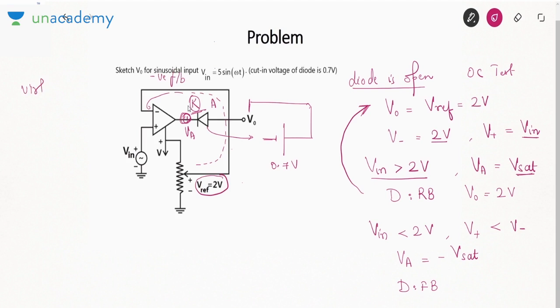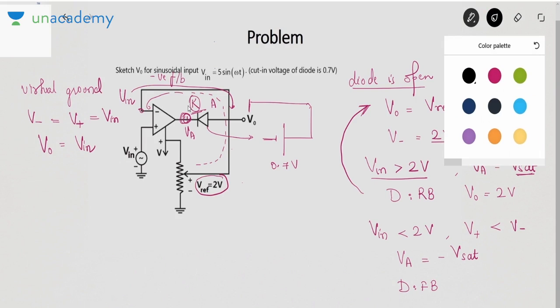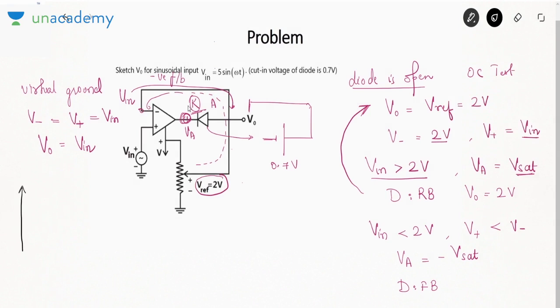You can apply virtual ground. If you can apply virtual ground, you will say negative terminal voltage is same as positive terminal voltage, equal to Vin. So this voltage will be Vin, due to which if you see it is directly connected to V naught, V naught will also be Vin. That means if Vin is less than 2 volt, V naught is Vin. If it is greater than 2 volt, it is equal to 2 volt.